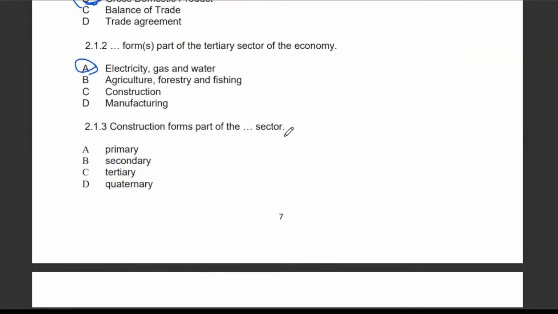Moving on to the next question, number 2.1.3. Construction forms part of the dash sector. Construction is part of the secondary sector.